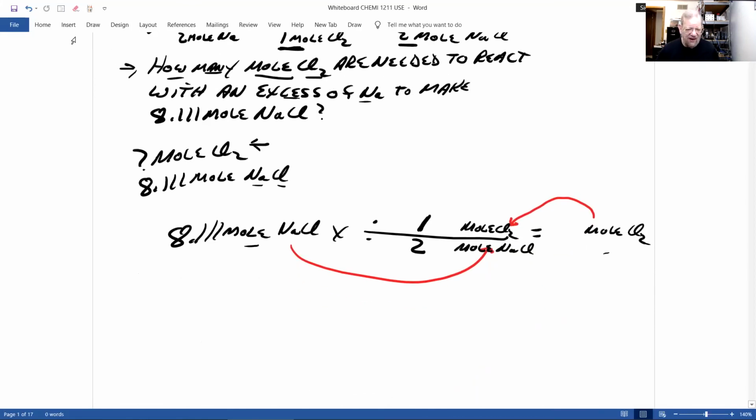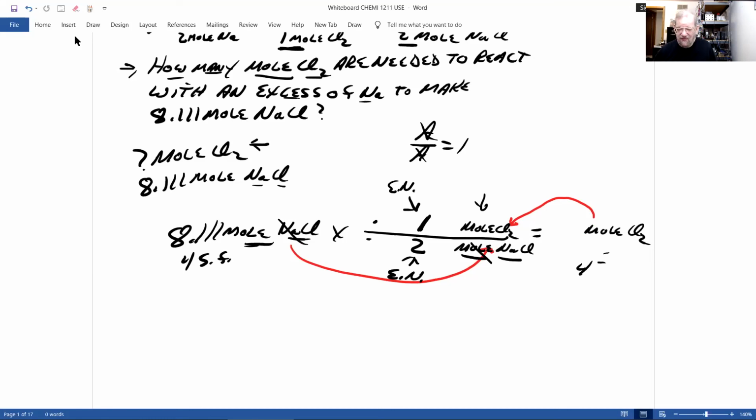And now, before I pick up my calculator, notice moles of sodium chloride divided by moles of sodium chloride. Anything divided by itself equals the number 1. Anybody having nightmares about me writing A divided by A equals 1? I hope not. Anyways, this cancels out, and we're left with moles of chlorine, Cl2, which is what we want. Now, remember, the coefficients of a balanced chemical equation are exact numbers. So let's continue. And because of that, the 8.111 is 4 significant figures, so our answer will be 4 significant figures.